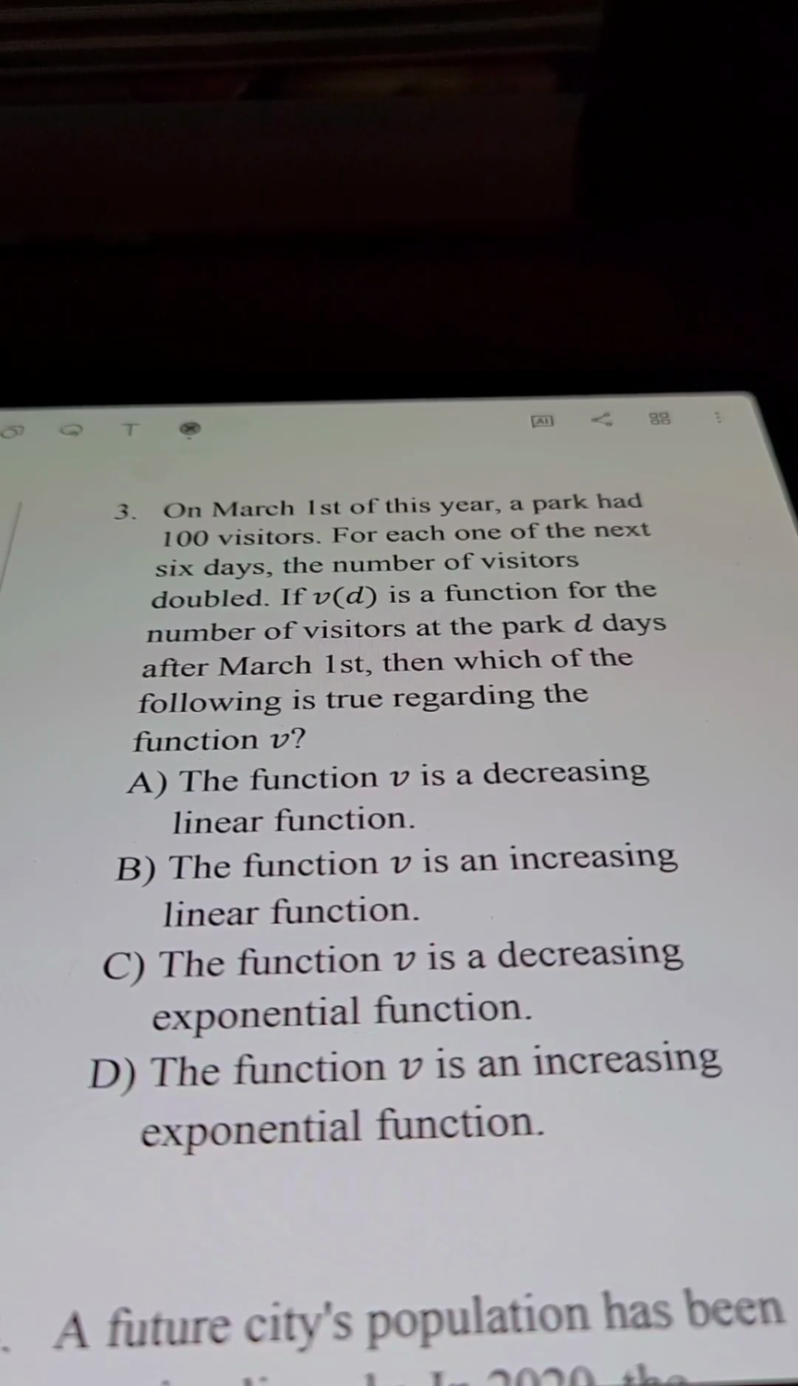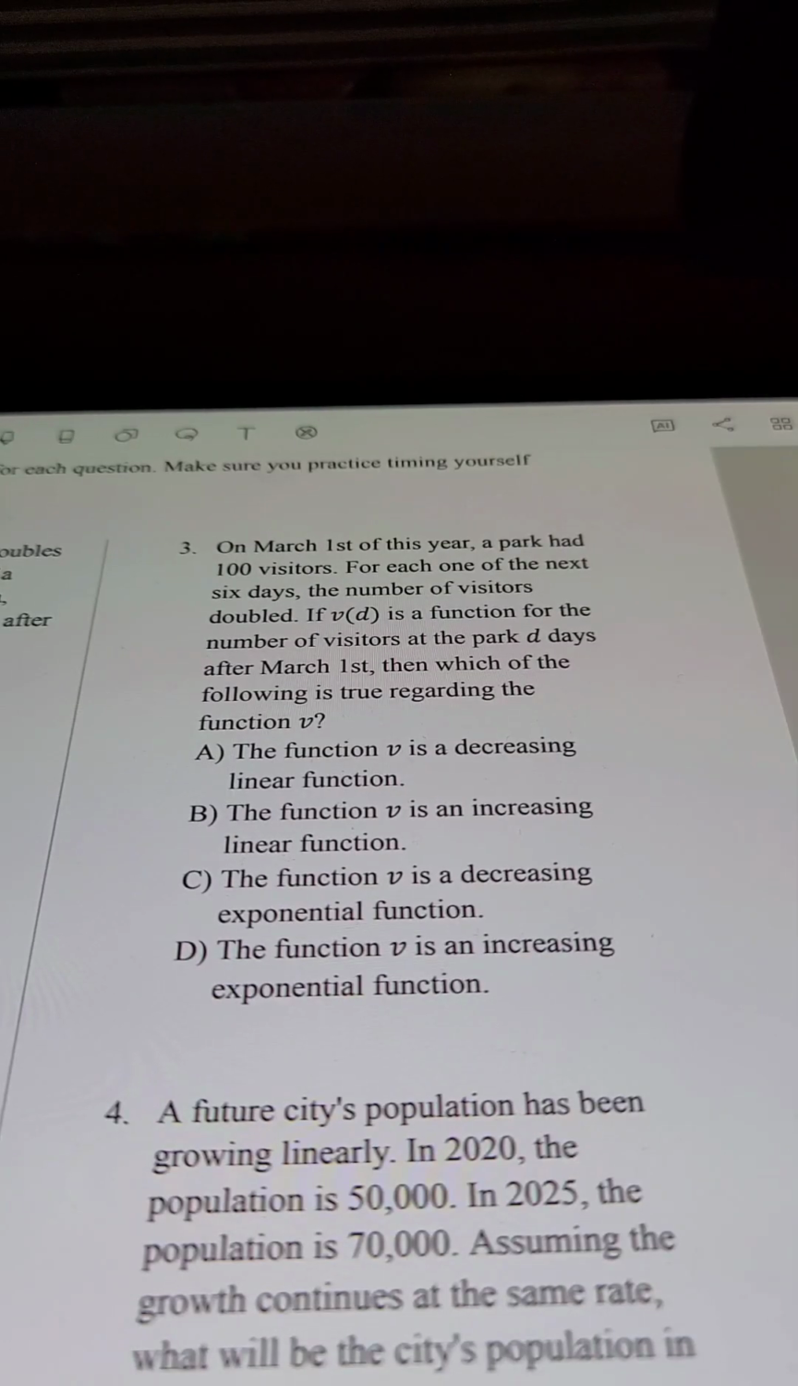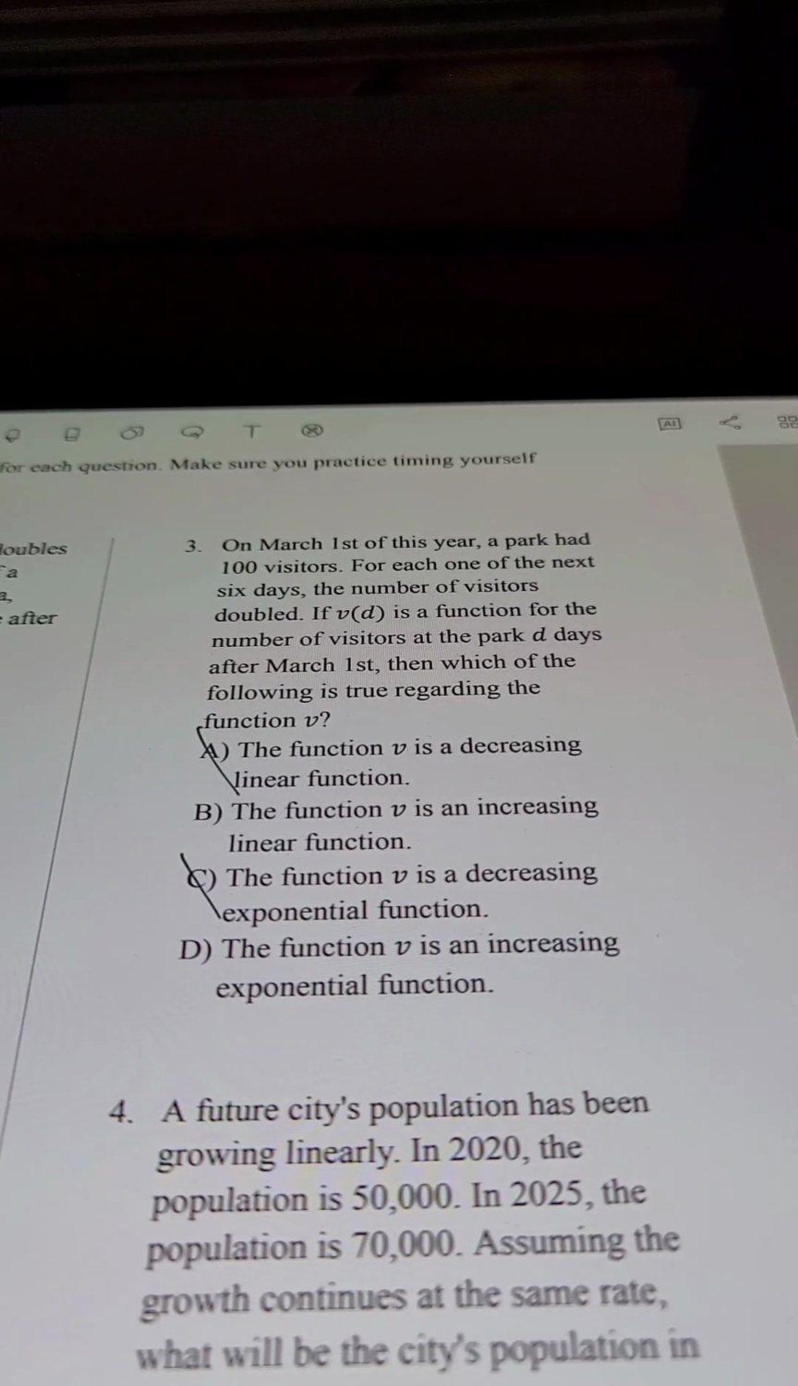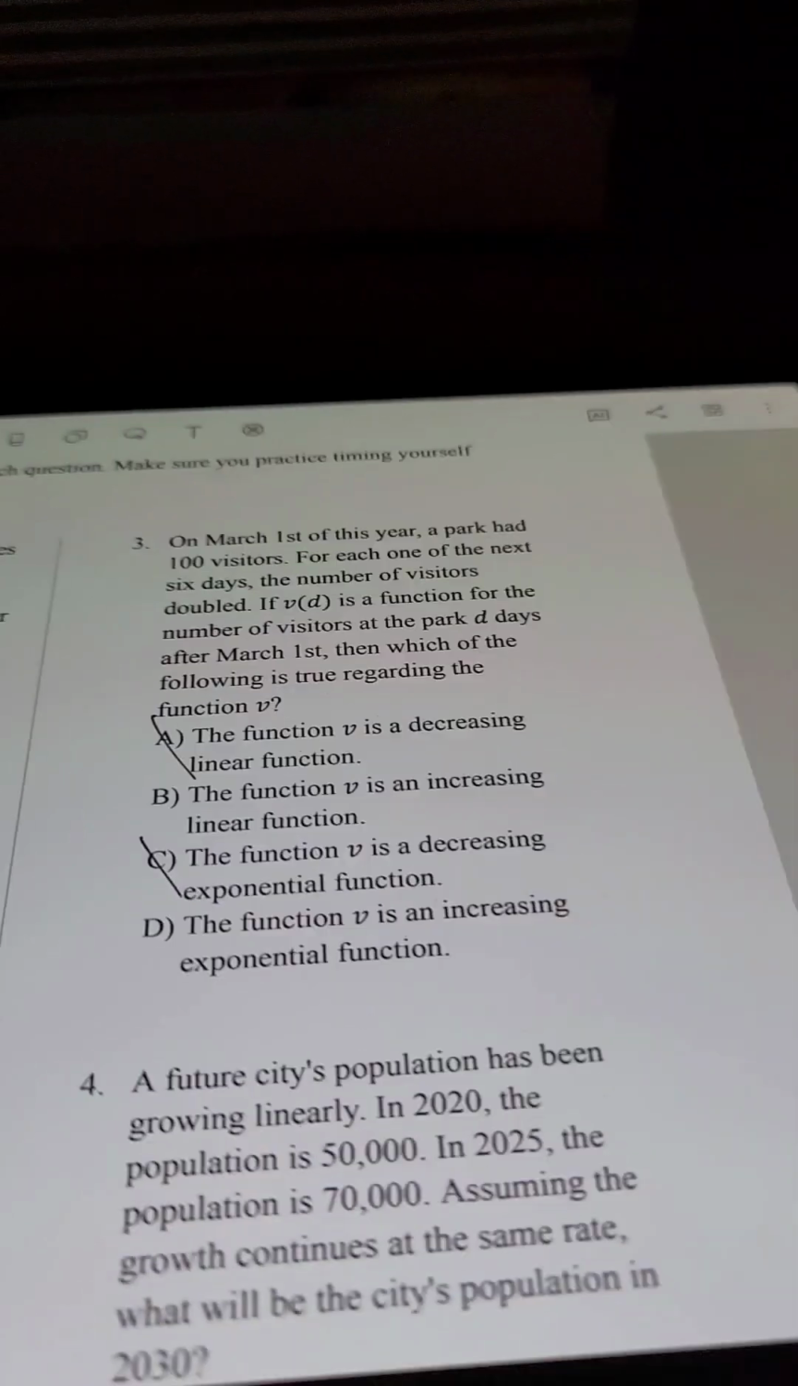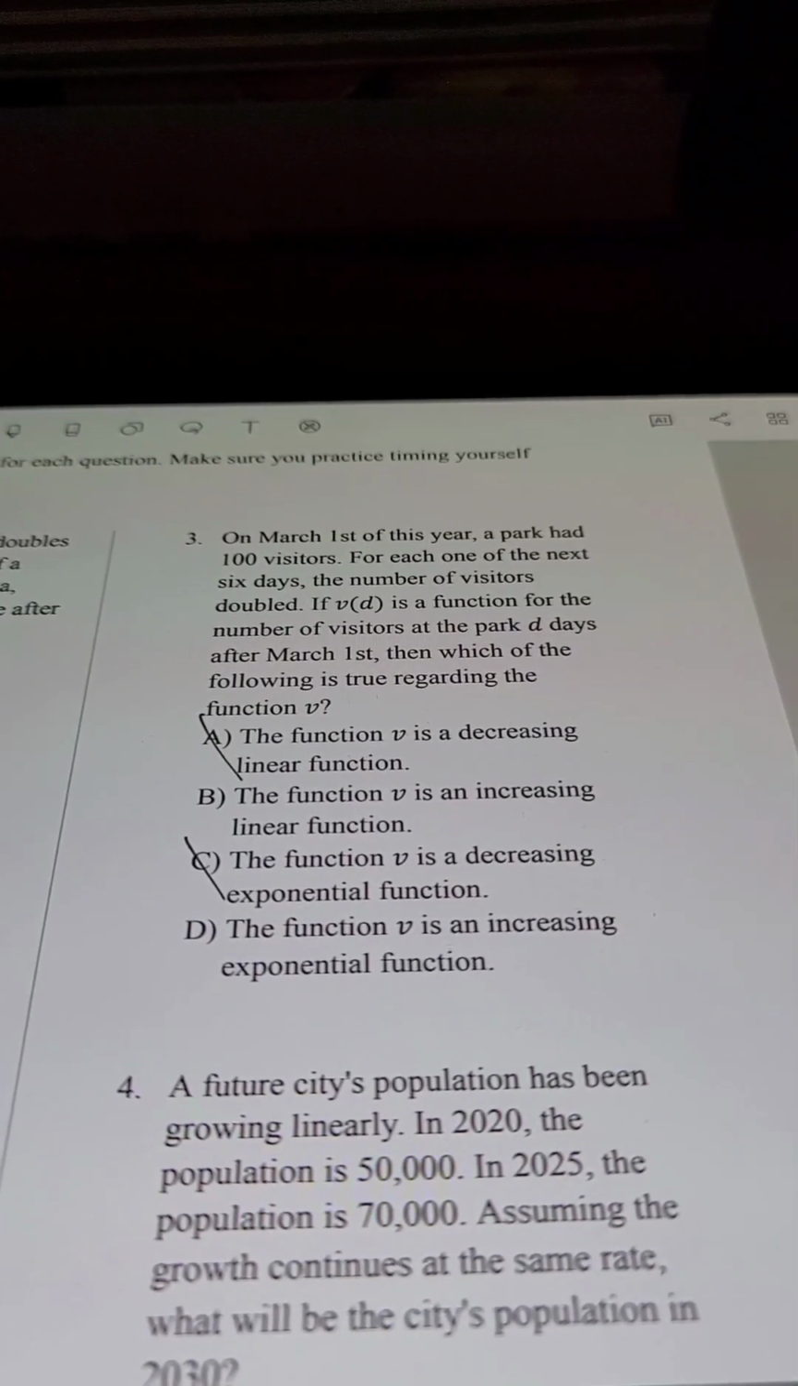Okay, pause to read number 3 if you haven't already. So right off the bat, I know that this is going to be increasing because the number of visitors is increasing. It's doubling, so it's becoming more over time. It doubles each time. So I can eliminate all the decreasing options. I also know, since they use the term doubled, that this is going to be an exponential function.